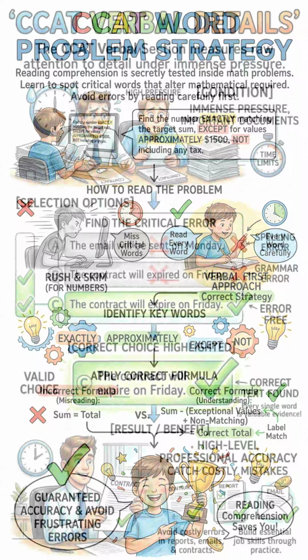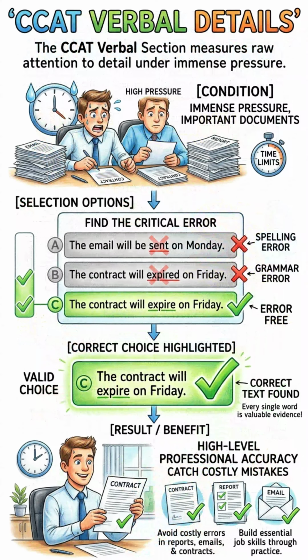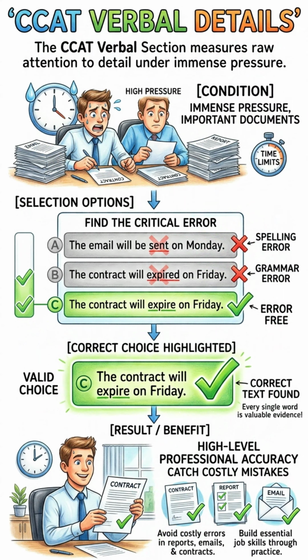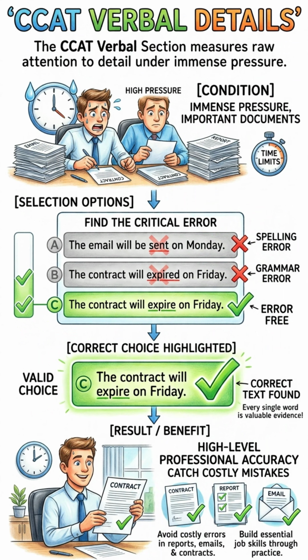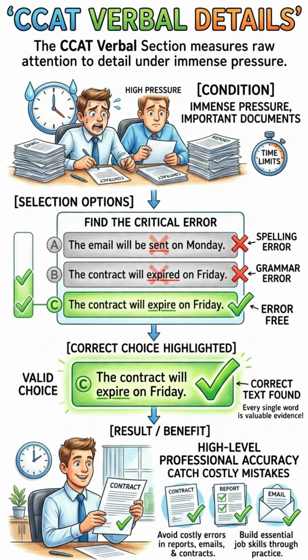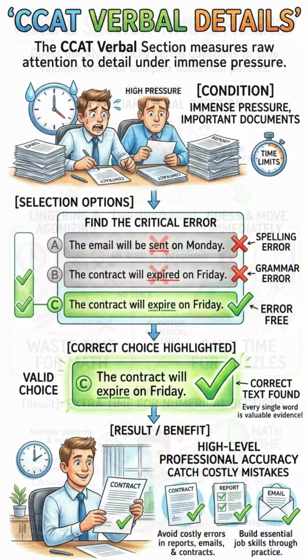Ultimately, the verbal section of the CCAT measures your raw attention to detail under immense pressure. Employers use this score to determine if you are someone who will catch a small but critical error in an important email, contract, or report. By treating every single word as a valuable piece of evidence, you train your brain to operate with high-level professional accuracy. These questions are not designed to trick you unfairly, but to see if you can remain completely focused when overwhelmed. Detail orientation is a skill you can easily sharpen with practice.